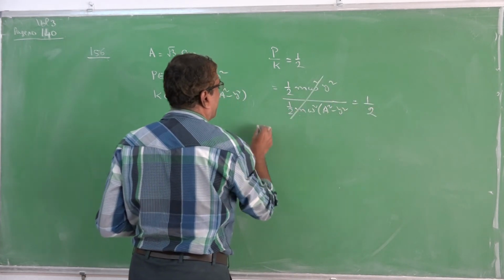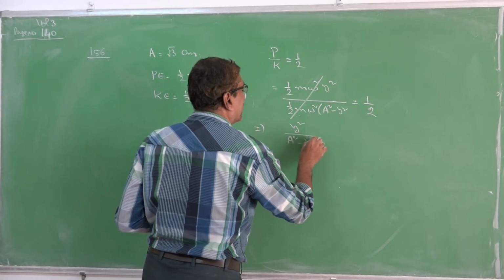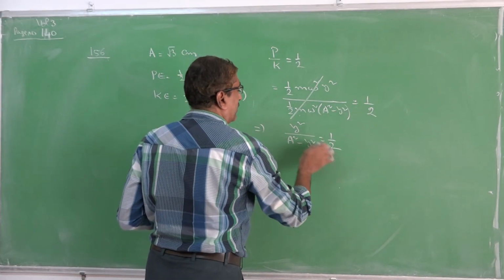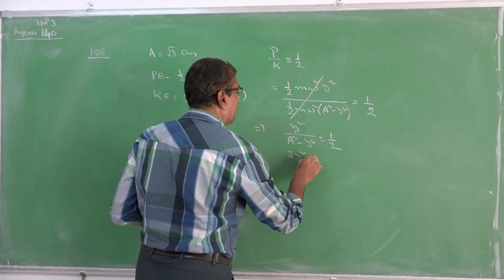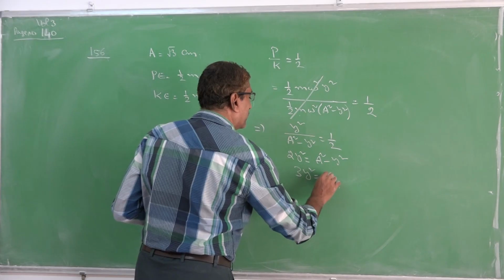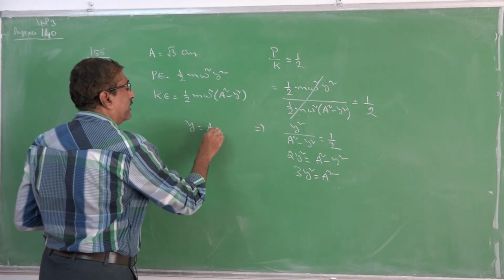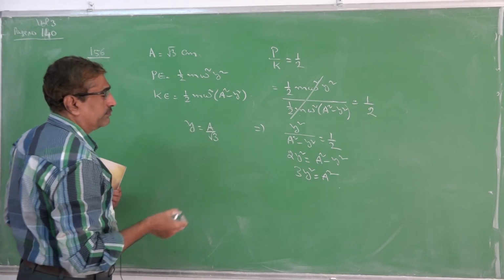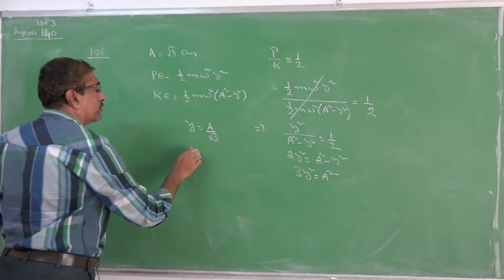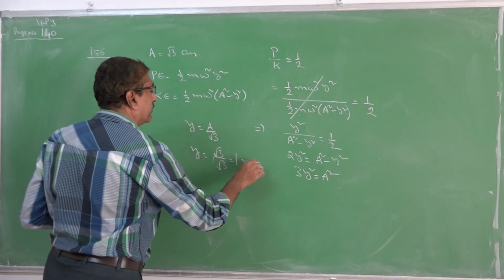So this cancels out. So y square by a square minus y square is equal to 1 by 2. That is 2y square is equal to a square minus y square. That is 3y square is equal to a square. That means y is equal to a by √3. But a is given as √3. So y is equal to √3 by √3, that is 1 centimeter.